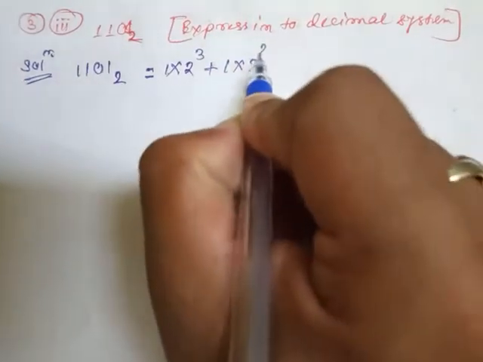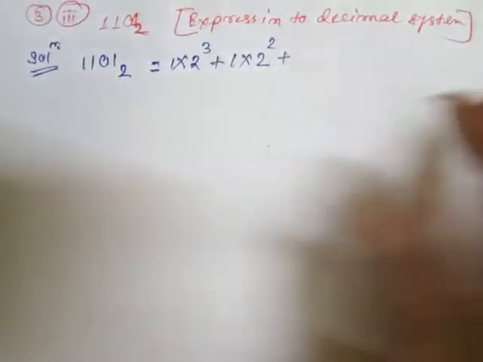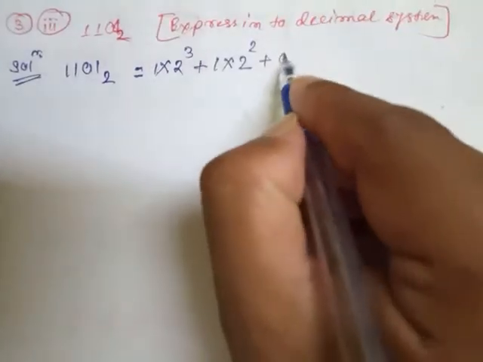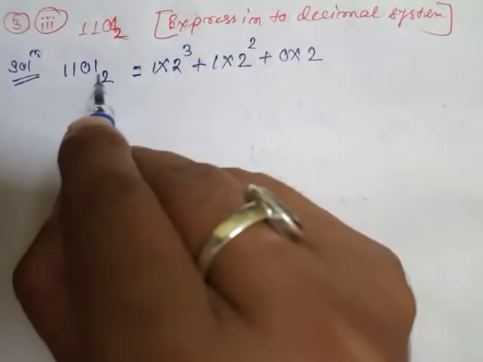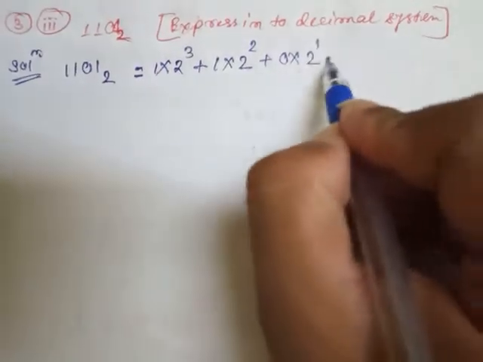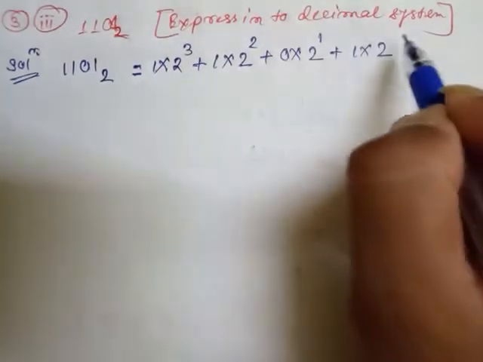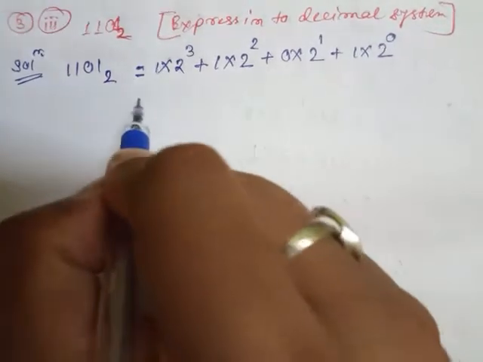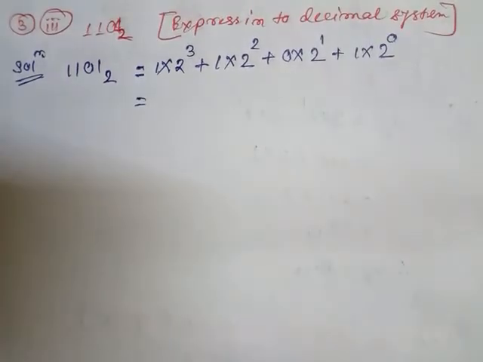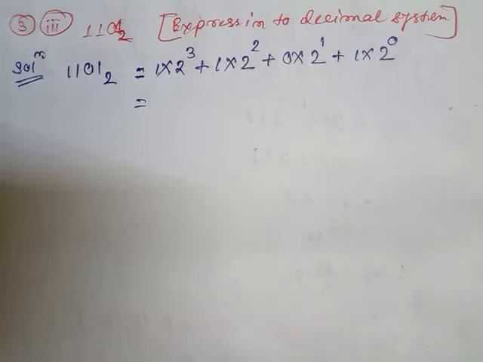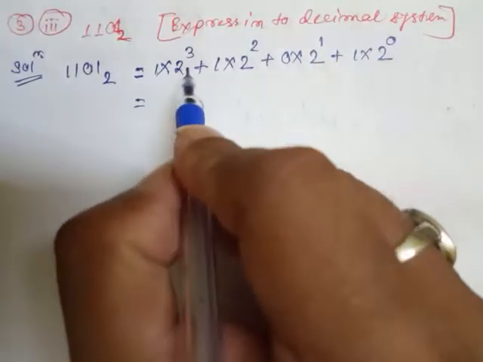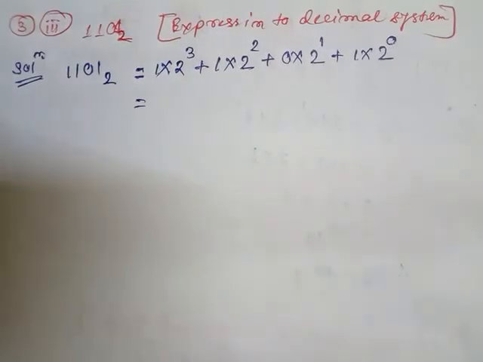2 digits, write 2, then 0 into base 2. After 0 only 1 digit is there, 1, then 1 into base 2. After 1, how many digits are there? No digit, means 0, will write here. Same way, whatever the digit may be, whatever the base may be, we have to convert into the decimal the same way. That's why I am not going to solve all the questions similarly.